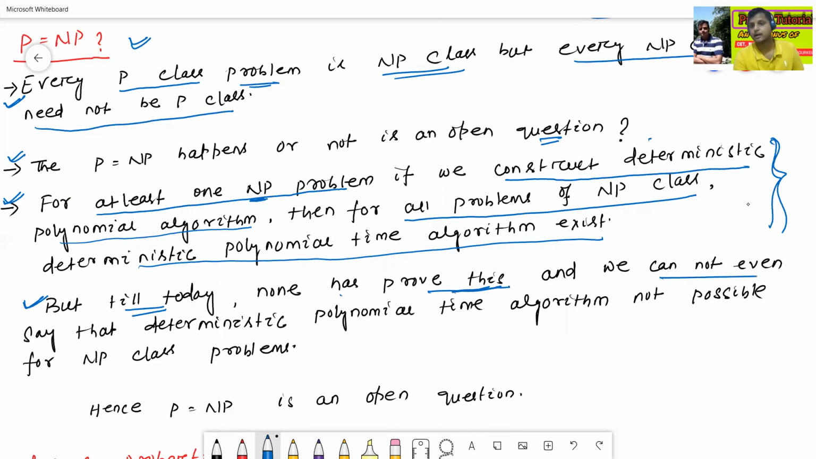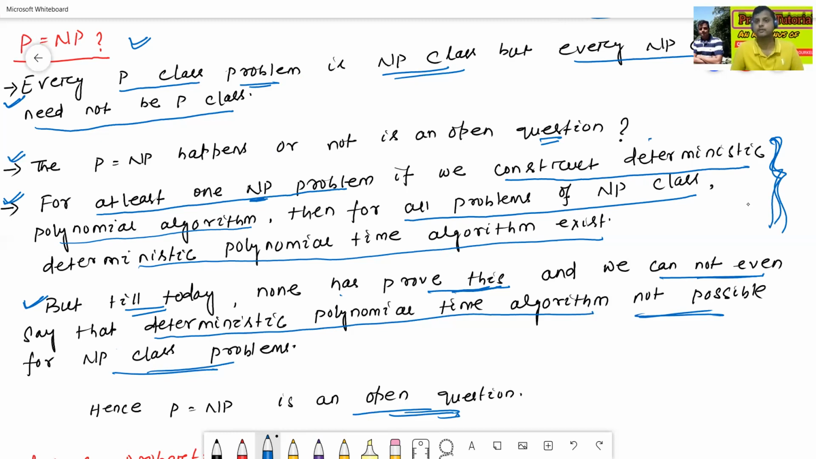But we cannot even say that a deterministic polynomial time algorithm is not possible for NP class problems. Nobody has proved this part either. We cannot even say that a deterministic polynomial time algorithm does not exist for NP class problems. These are very important. So that's why P equals NP is an open question. P equals NP being an open question means we don't know whether it is true or false.